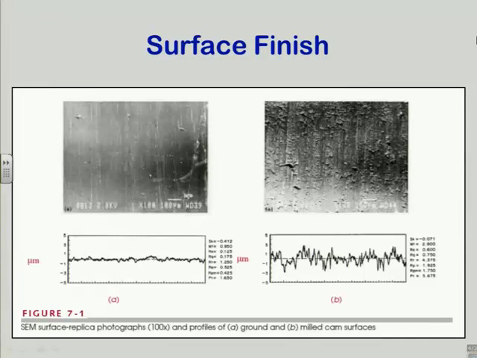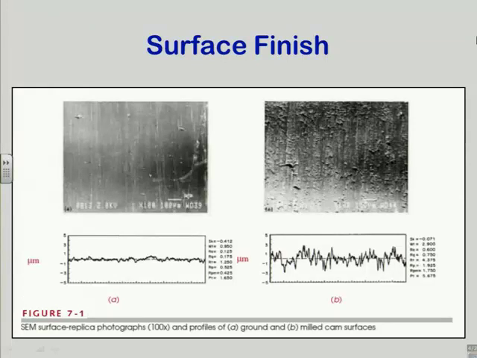So let's start with a discussion of surface finish. Now, depending upon the way I manufacture a part, I can get quite large differences in the character of the surface of the metal. And I'm talking pretty much about metals here, although you can extrapolate these principles to other materials. But most engineering parts are made of metal, certainly those that have high stresses.